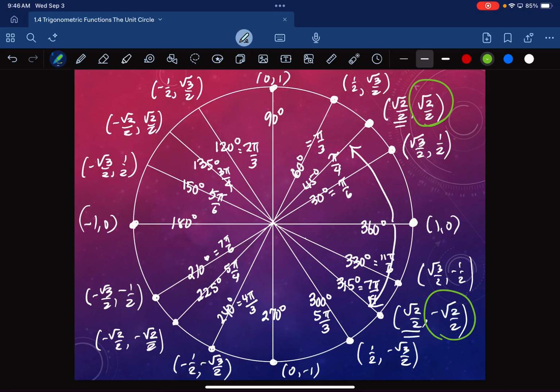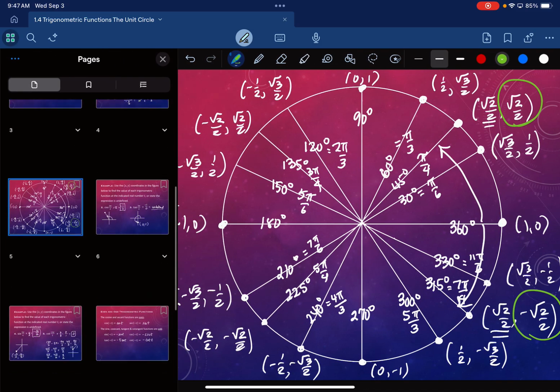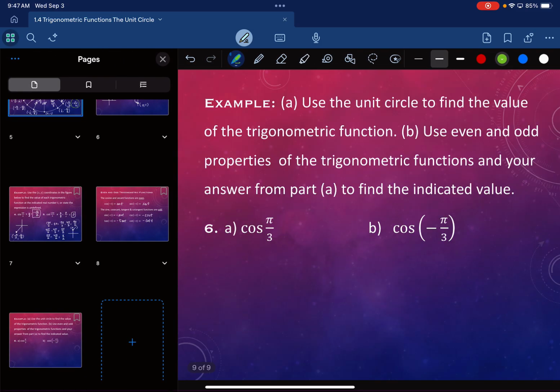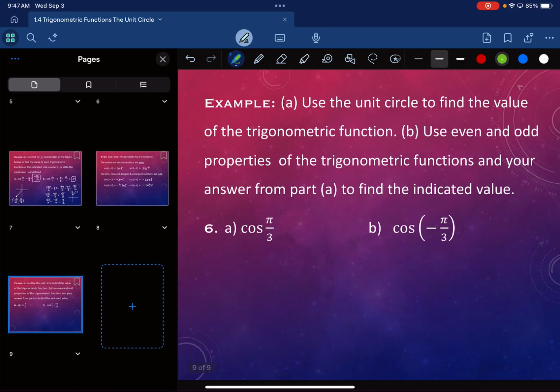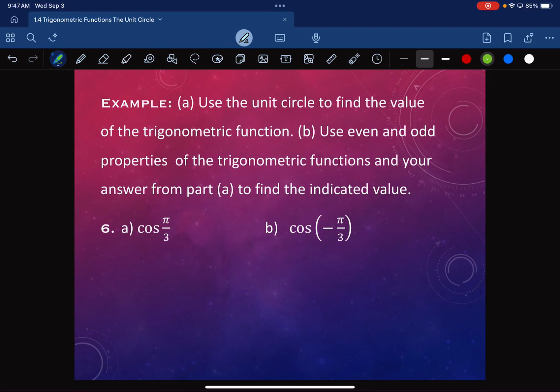What you need to remember is that cosine is even. The negative inside doesn't matter, and it's the same for its reciprocal. And then sine and tangent are odd. So let's take a look back at how this plays out and what it matters for in our problems. Our directions say to use the unit circle to find the value of the trig function, and then to use even-odd properties to find the other one.